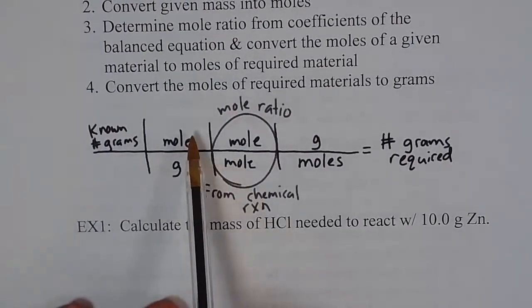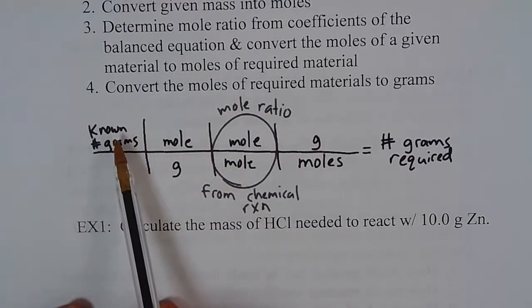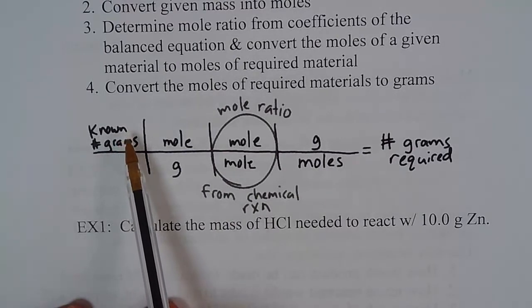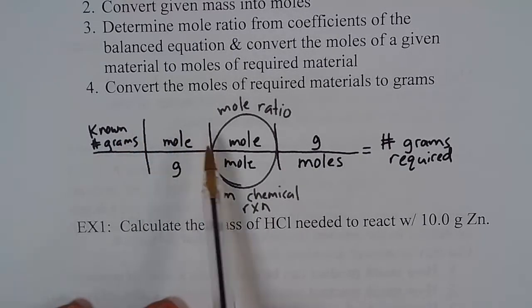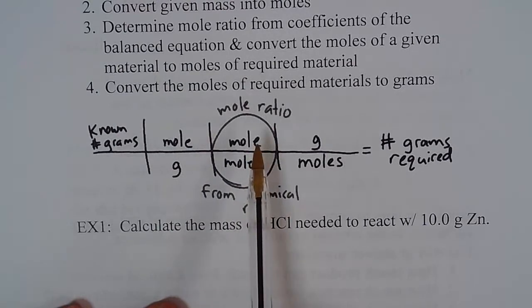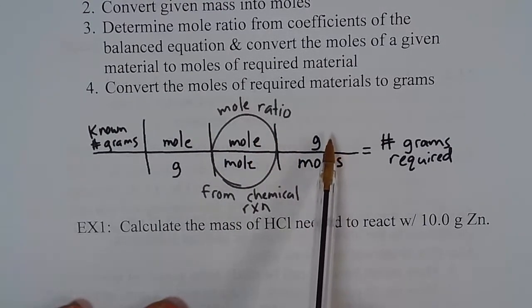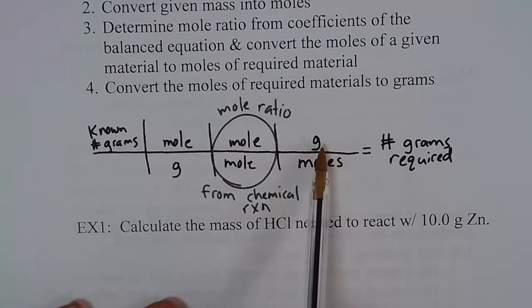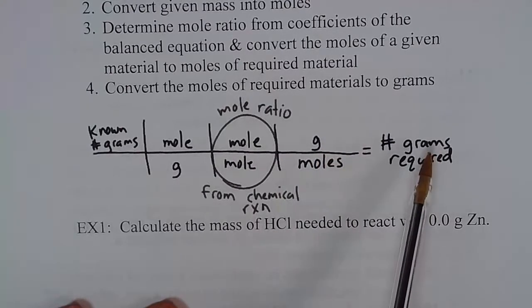What your train tracks will look like is you'll start with your known number of grams and then do the molar mass of the first substance, do the mole-to-mole ratio of moles of substance A to moles of substance B, and then the molar mass of substance B to get back to the number of grams.